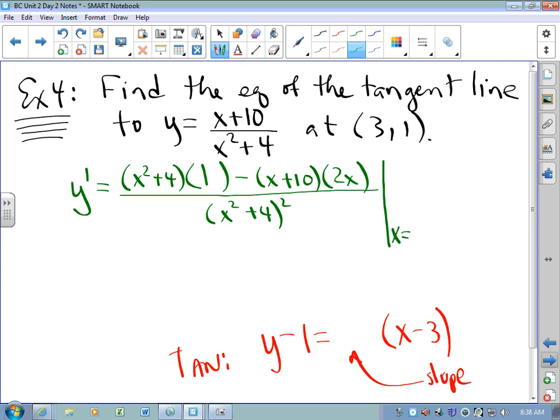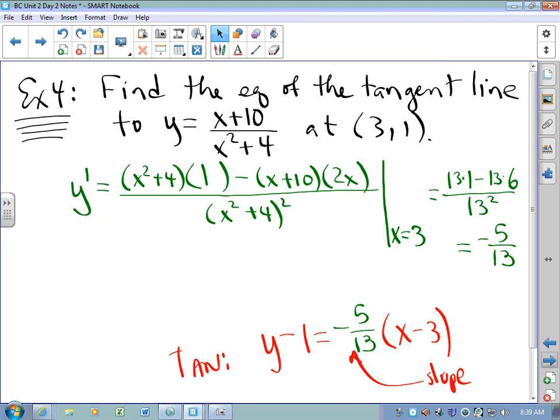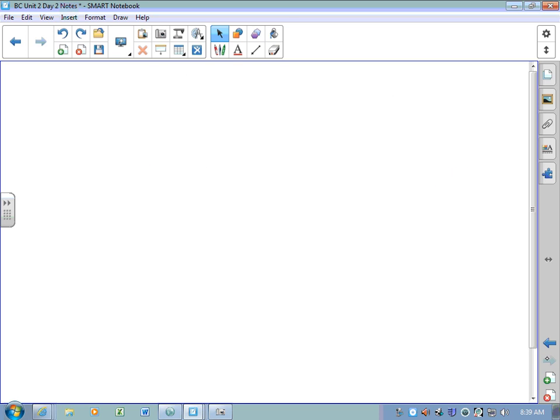That notation means we evaluate that expression at x equals 3. And if we evaluate that expression at x equals 3, we get 3 squared plus 4 times 1 minus 3 plus 10 times 2 times 3 over 13 squared, and that happens to be negative 5/13, and that's exactly what you write there, and you do not simplify. And the reason you do not simplify is because you will get it wrong. I could do more examples, but I'm going to save those for tomorrow.